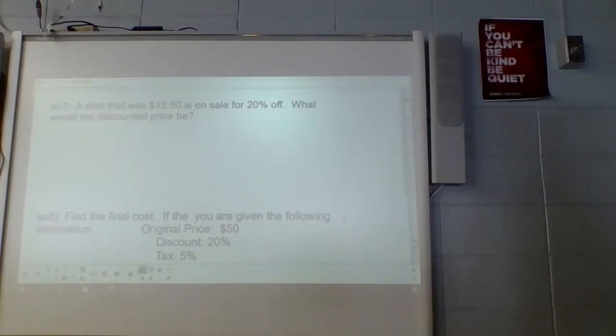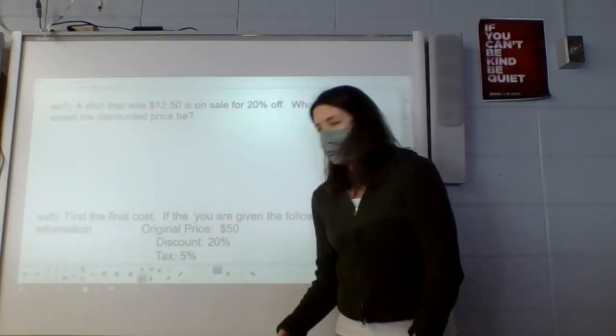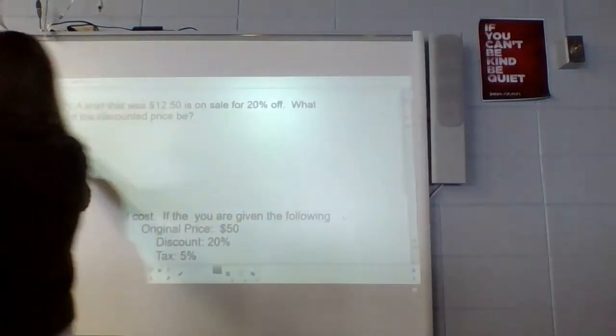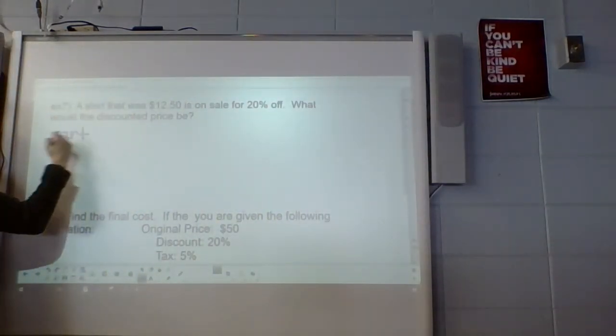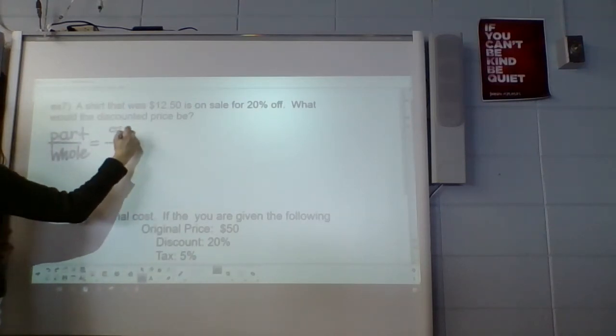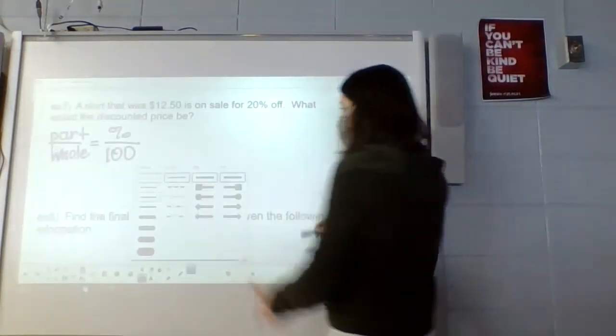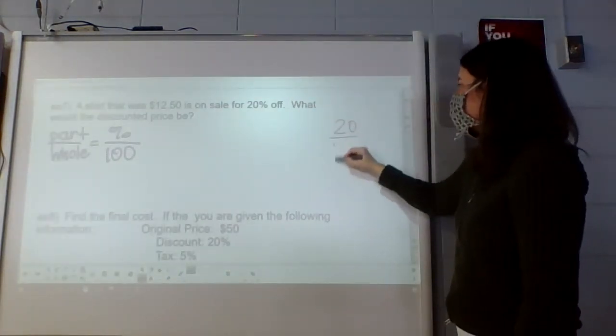So a shirt that was $12.50 is on sale for 20% off. What would the discounted price be? So we have to figure out what 20% is of $12.50. This is where I like to use the part over the whole equals a percent over 100. Now I know the percent is always going to go over 100, so the 20 is going to go over 100.